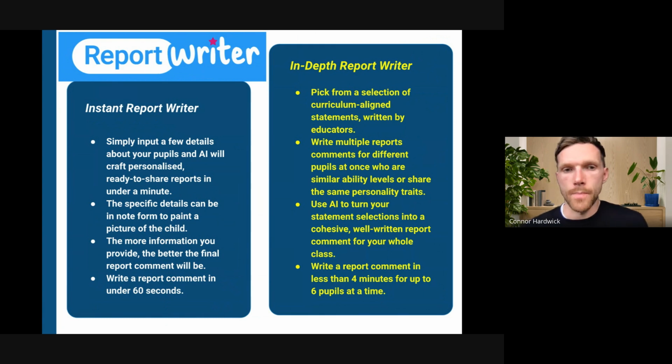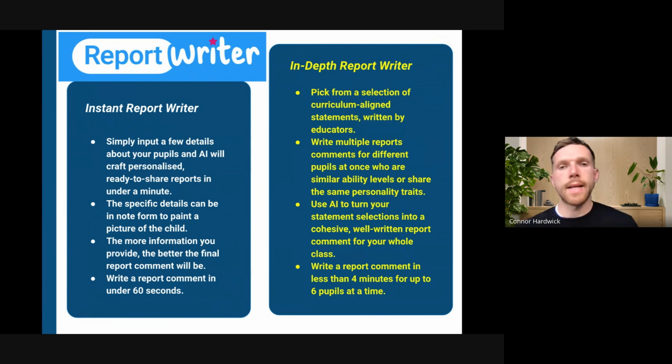But for now, if we look at the main differences between these tools, on the left-hand side, you've got Instant Report Writer, which is an AI written report comment generator. You as a customer or as a teacher or an educator, type in a few details about a student, and then the AI will take those details and draft up a written pupil report in under 60 seconds.